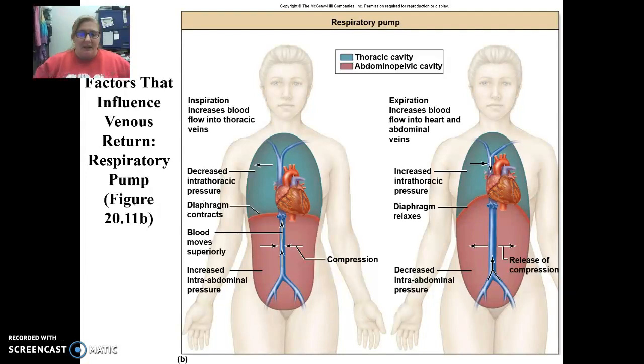So when we breathe in, we're putting more pressure on the abdominal cavity, and we're opening the thoracic cavity. When we exhale, the abdominal cavity has less pressure, and the thoracic cavity has more pressure. That's going to help in moving blood towards the heart as well.